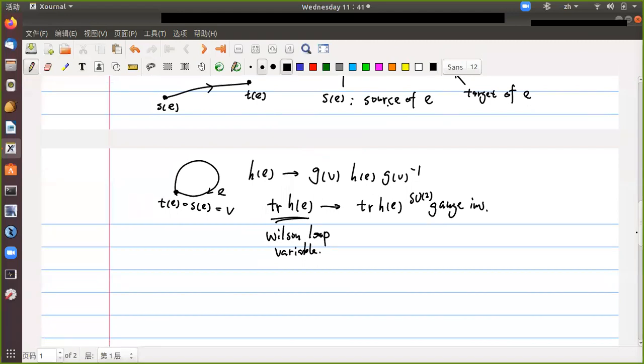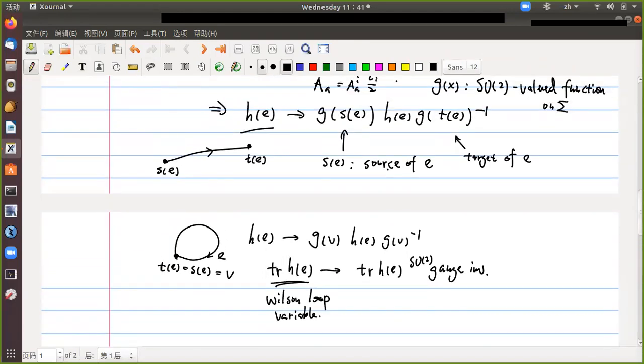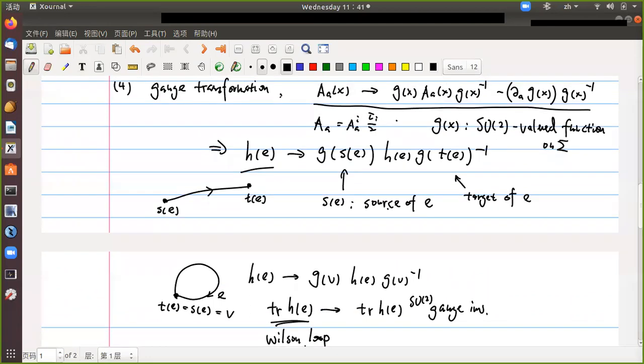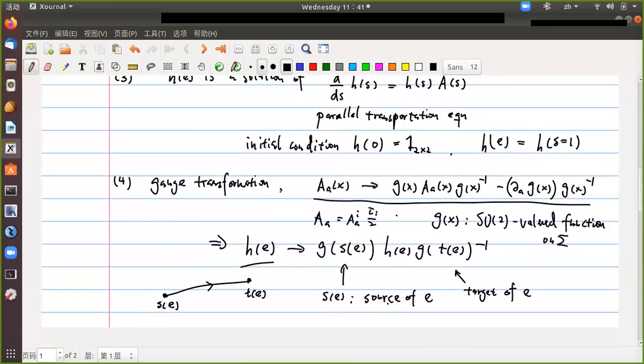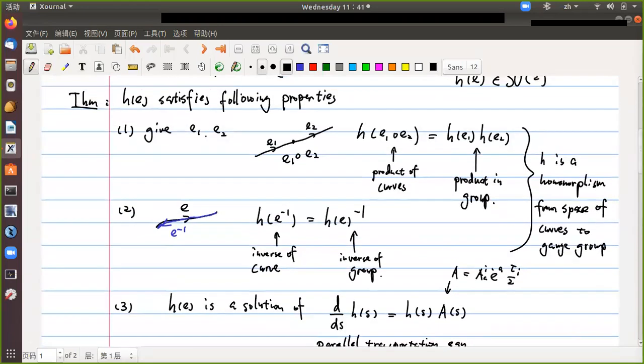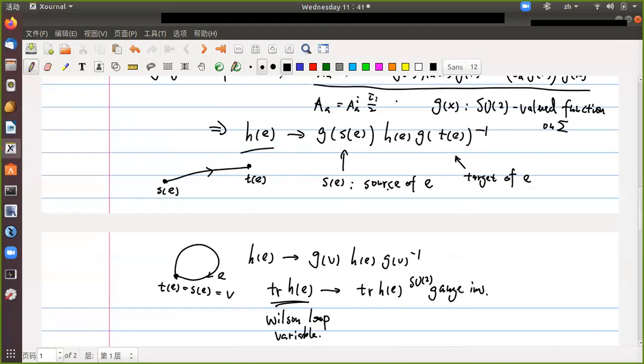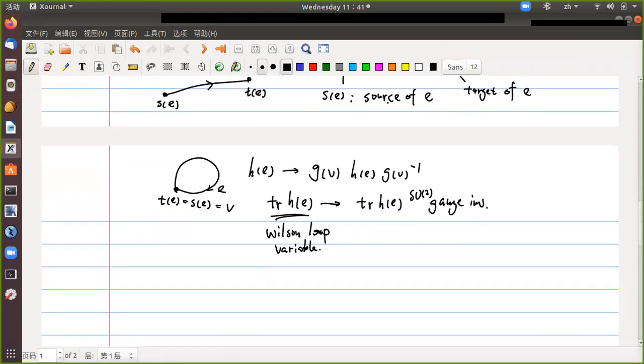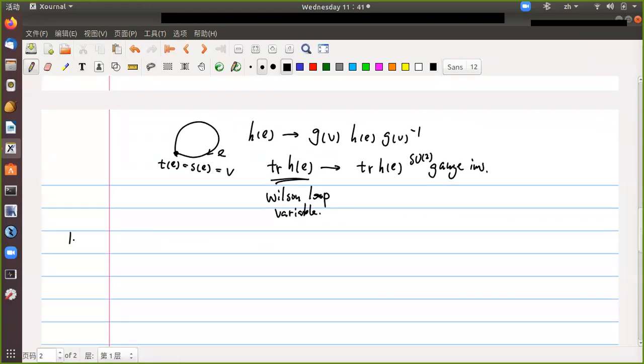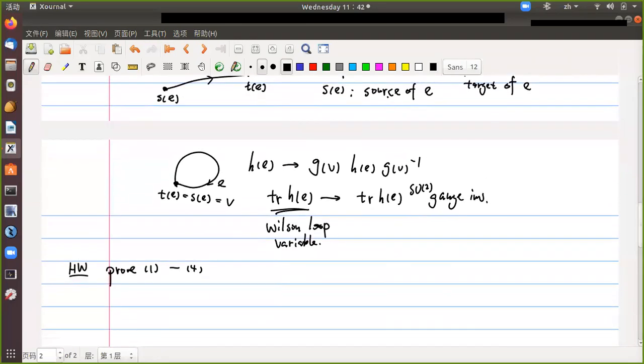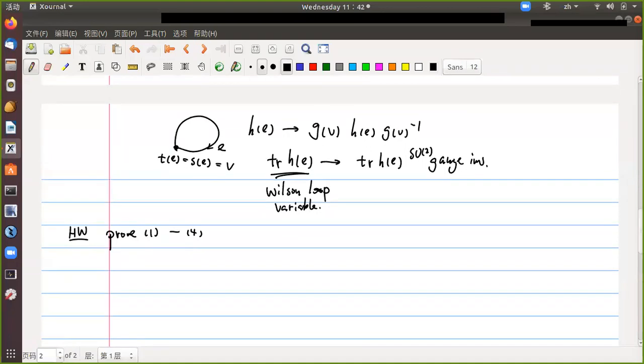Here you see some advantage of using holonomies, because the gauge transformation is very simple. Also, if you connect curves or take the inverse of a curve, the holonomy also transforms nicely. So these are 4 important results of holonomy. This is your homework to prove them. Properties 1, 2, and 4 are really simple to prove.